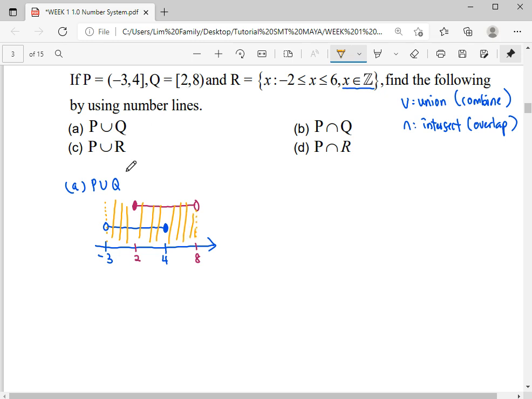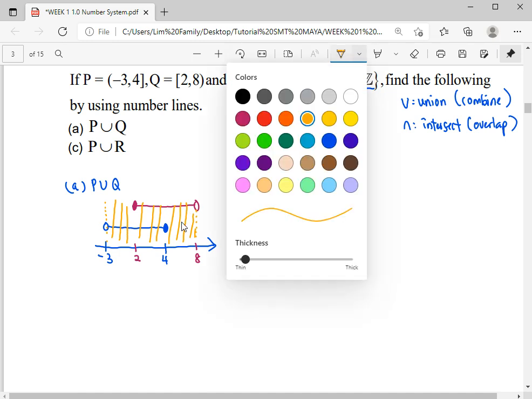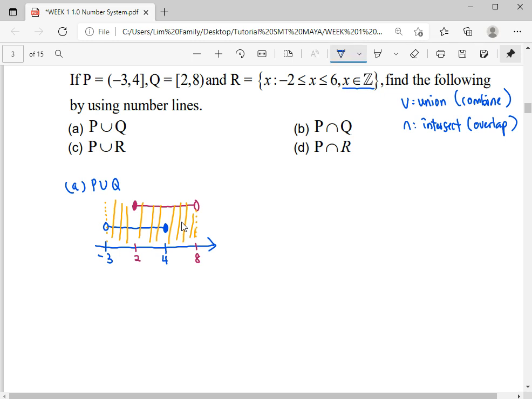Because for every interval, like negative 3 to 2, we got this part. 2 to 4, we also still got the line. 4 to 8, we also still have the line. So when we have union, we shade all the combined places. And then the answer will give us from negative 3, which is not included, until 8. So this is how we write our interval.